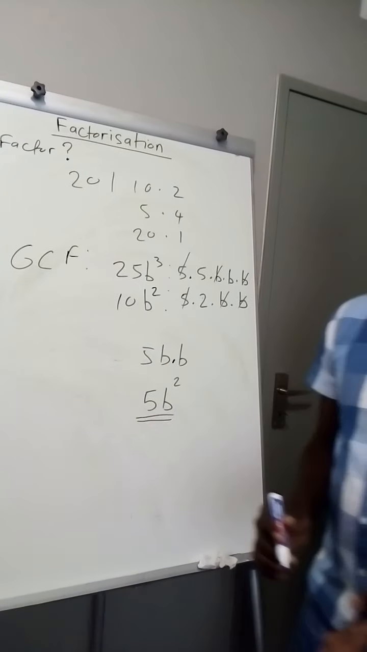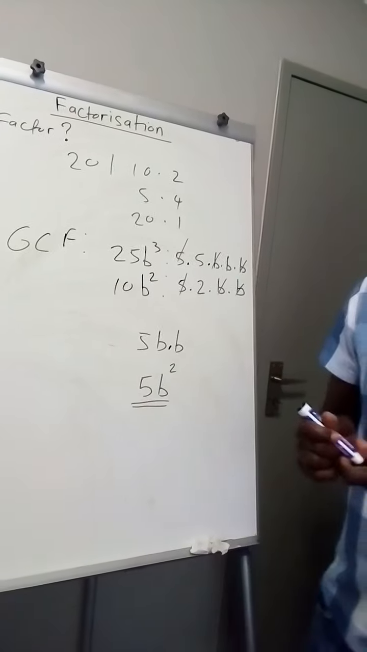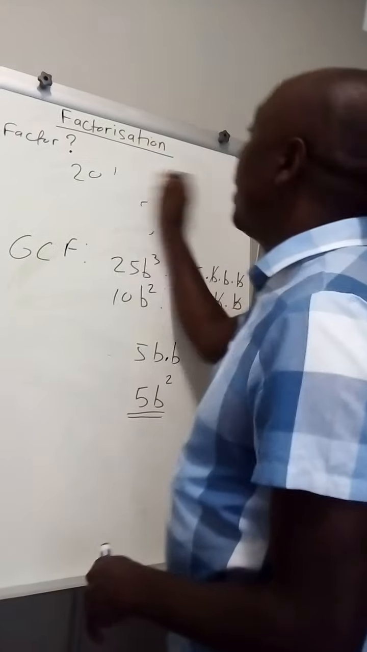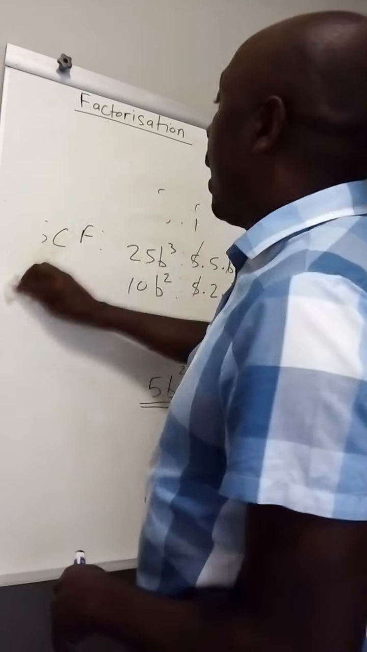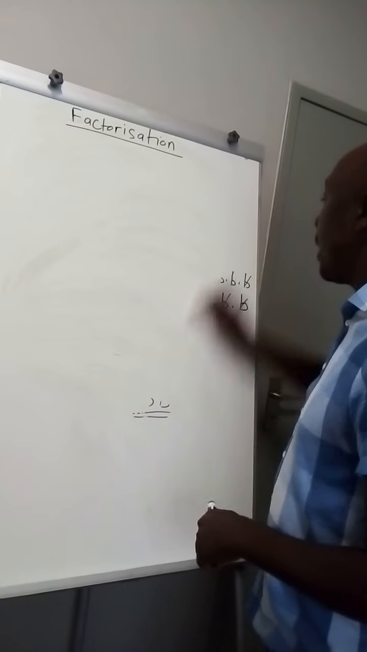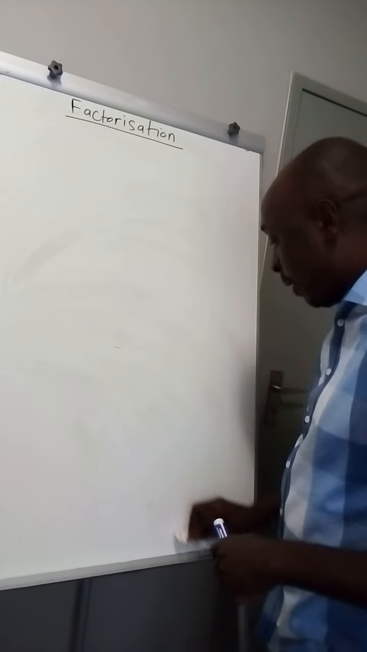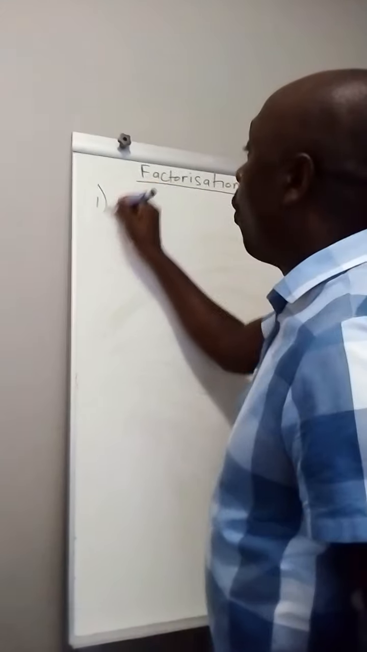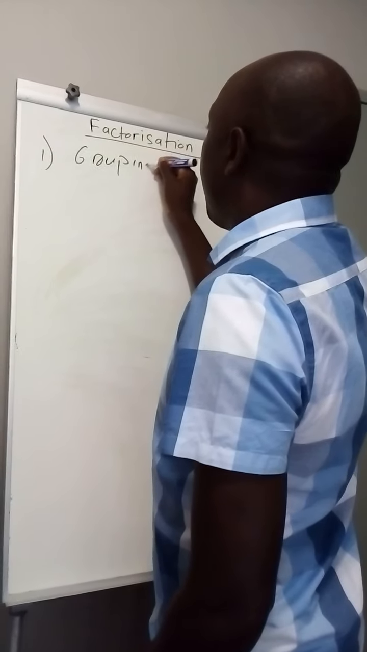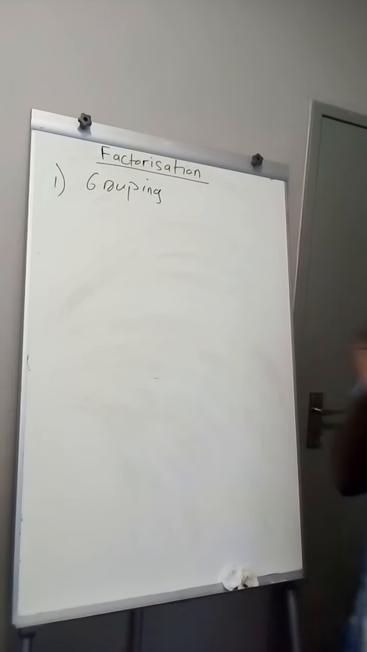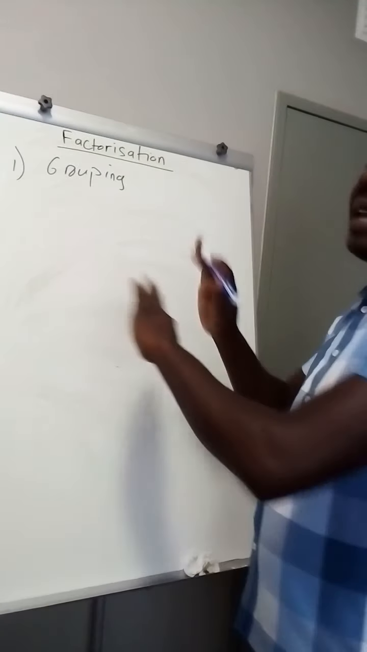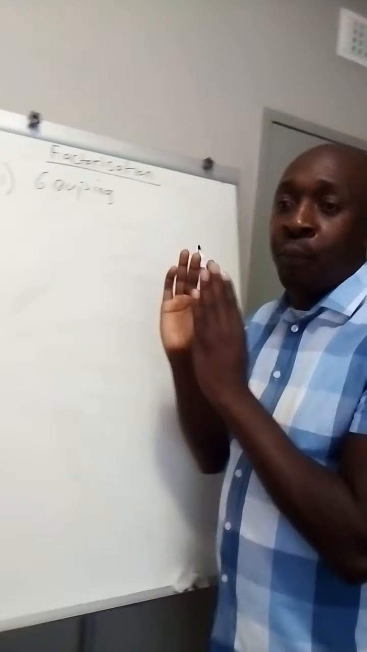Having defined these terms, let us move to how we factorize different terms. Number one, we want to look at factorizing by grouping. This means there are some terms without any particular format, so we need to group them.